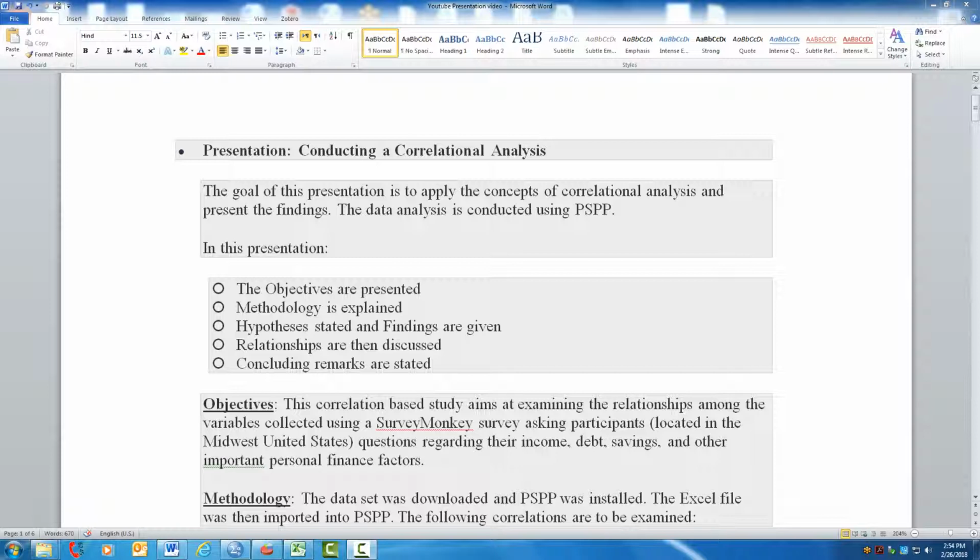The aim here was to examine the relationship among the variables collected using SurveyMonkey that were stated in the given assumptions, asking participants located in the Midwest United States questions regarding their income, debt, savings, and other important personal finance factors.